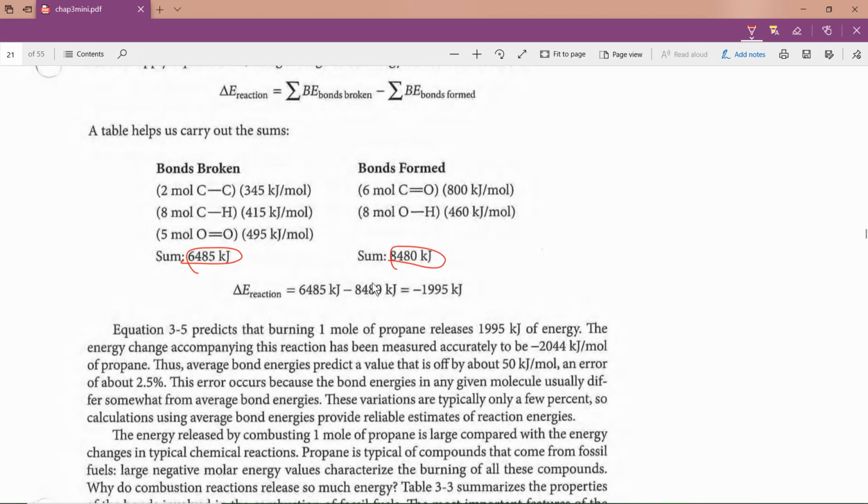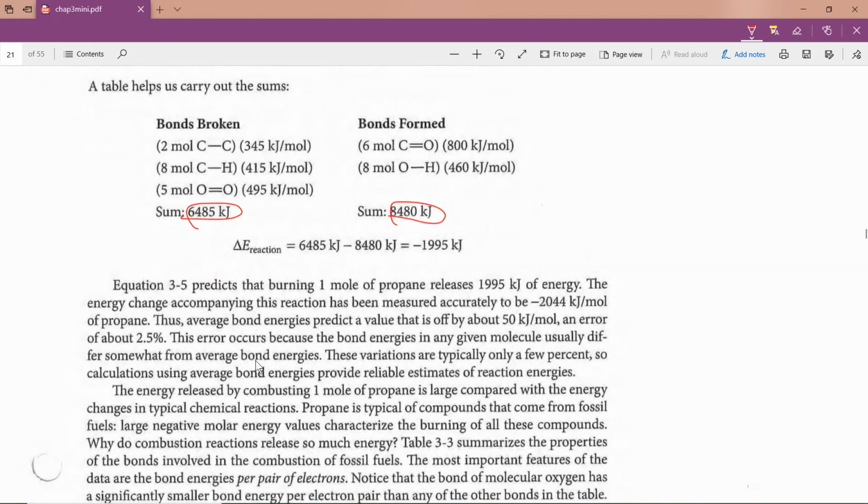You just make the tabulated values using table 3.2, and then all the stuff on the left, add that together, all the stuff on the right, add that together, and then do left minus right. So the delta E of the reaction is minus 1995 kilojoules. It turns out accurately to be minus 2044, so it's off by just 2.5%, and that's because we're using average bond energies in table 3.2. But that's a pretty good estimate, so that's good. Okay.